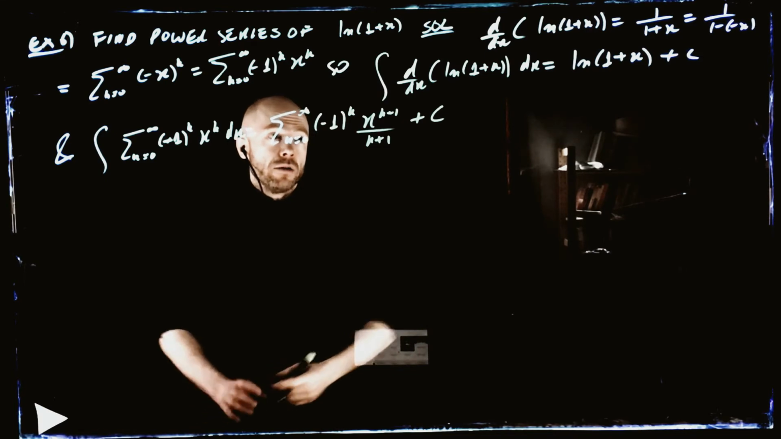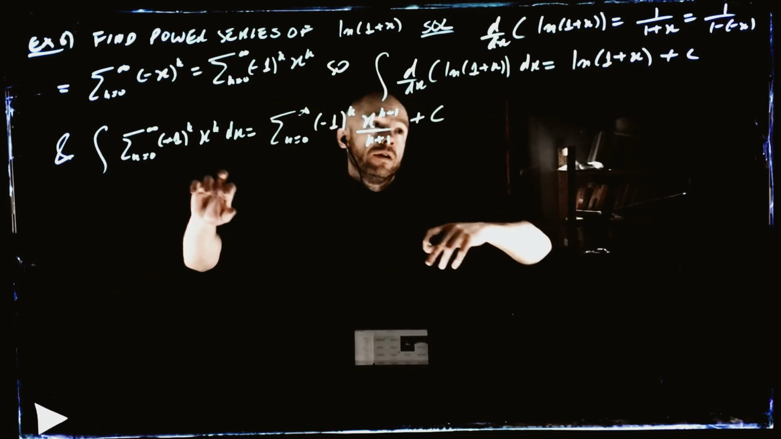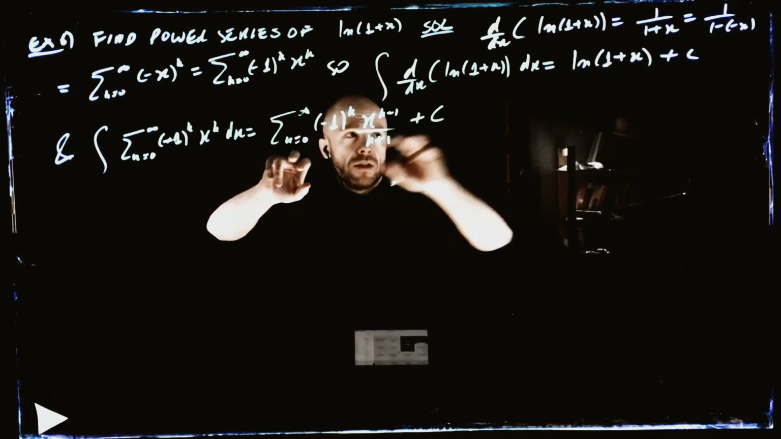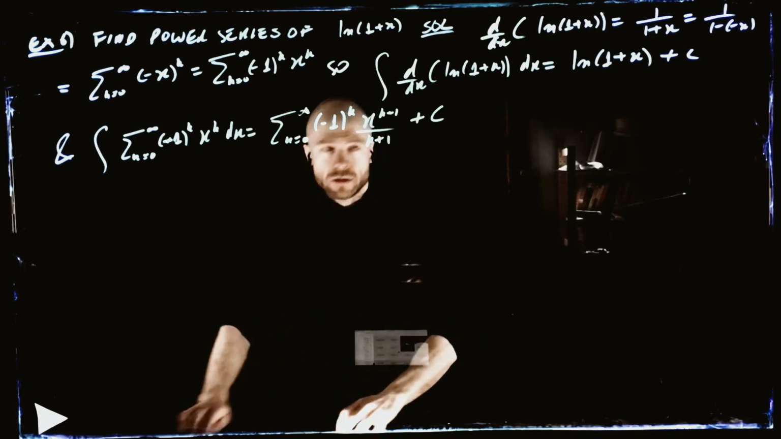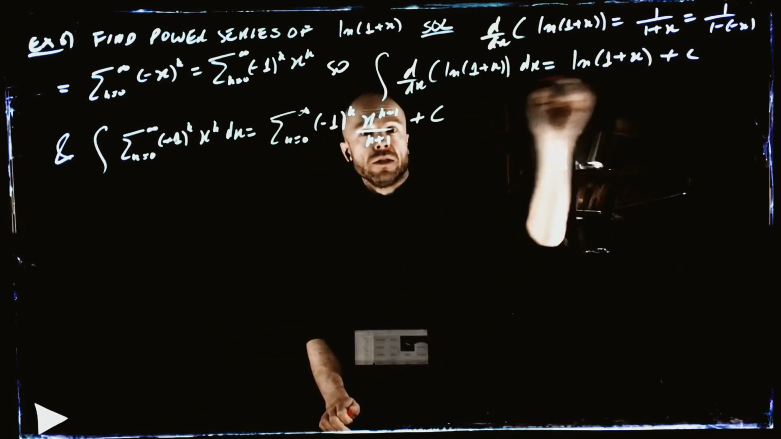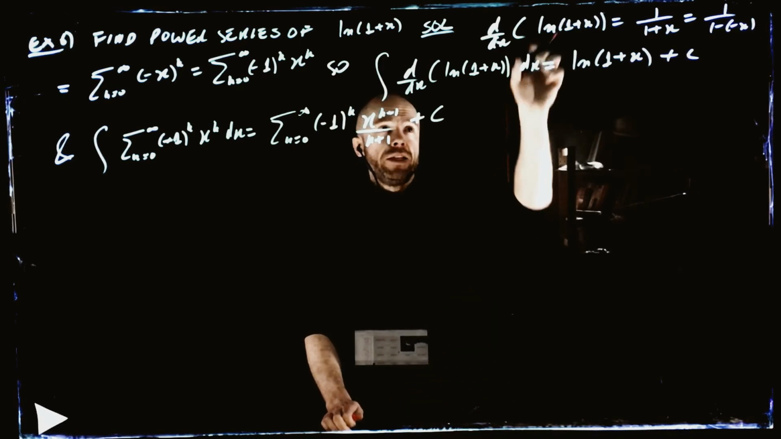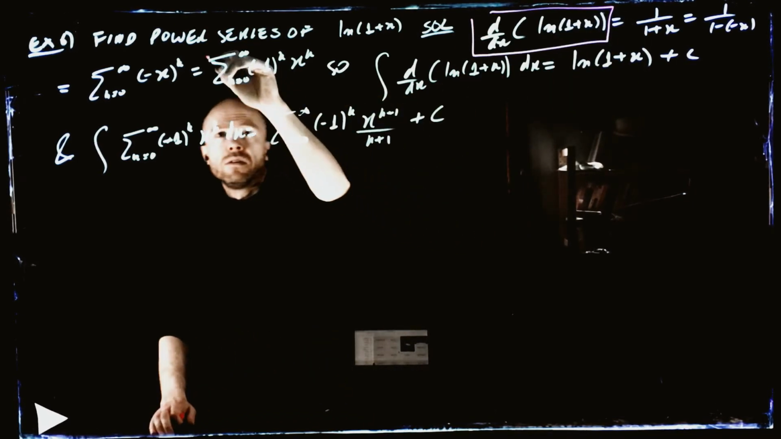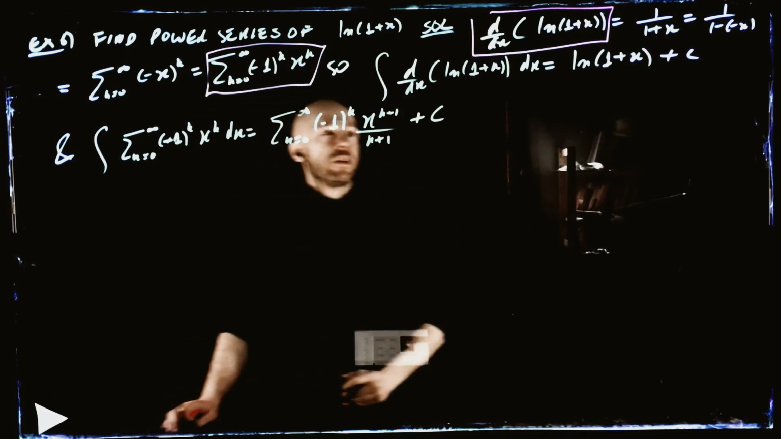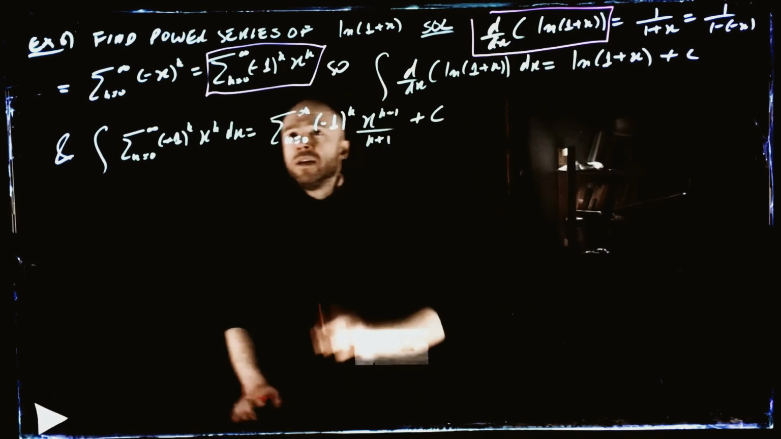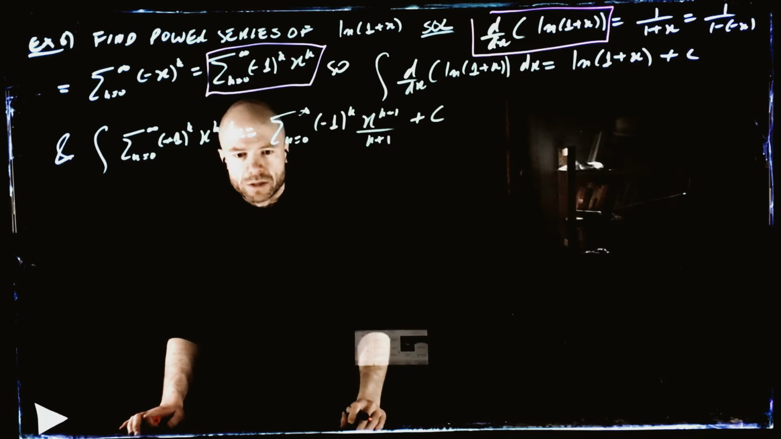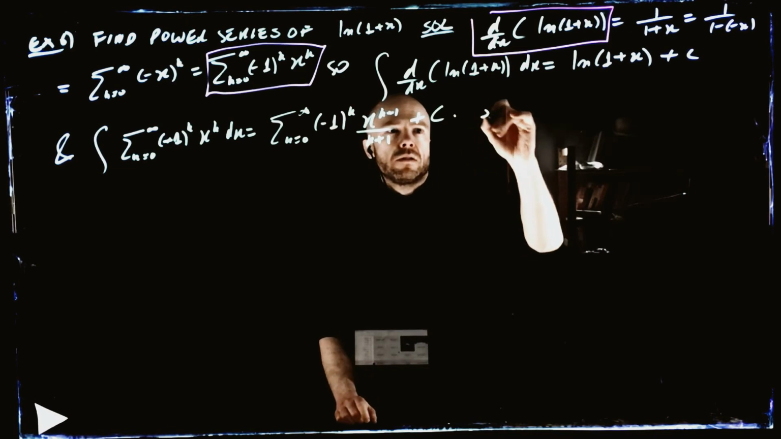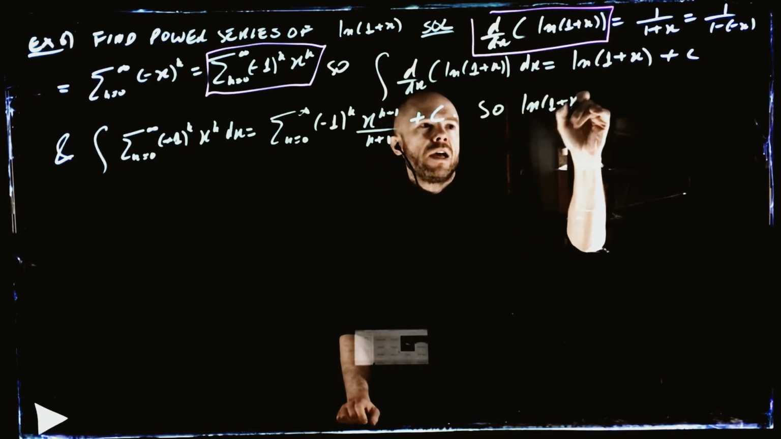So, what do we have? We have this thing is this thing, and this thing is also this thing. So this thing is this thing, right? Because we took the antiderivative of both sides. And then we took the antiderivative of this thing to get back to where we started, and the antiderivative of this thing is another power series. So log of 1 plus x.